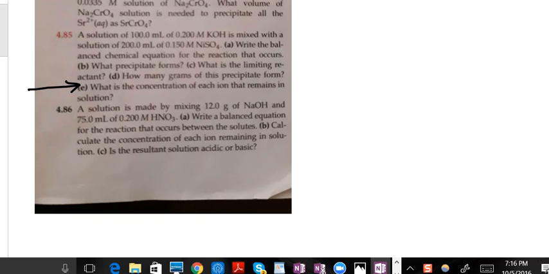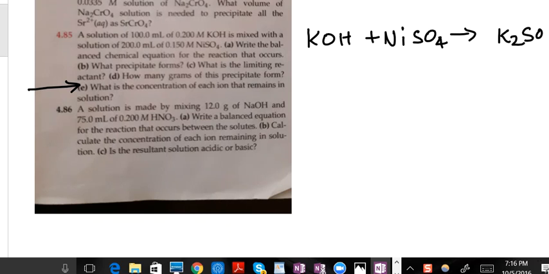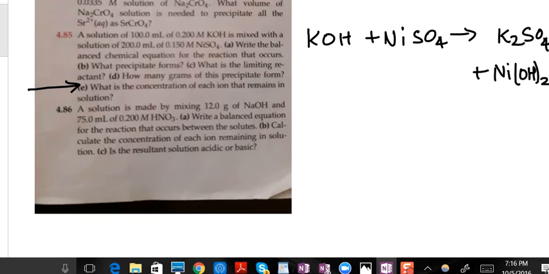I have to write the balanced chemical reaction. So potassium hydroxide plus nickel sulfate is going to give me potassium sulfate, K2SO4, and for lack of space I'm going to write nickel hydroxide here. Okay, now in order to balance this, all I have to do is to put a K2 here and we're done.